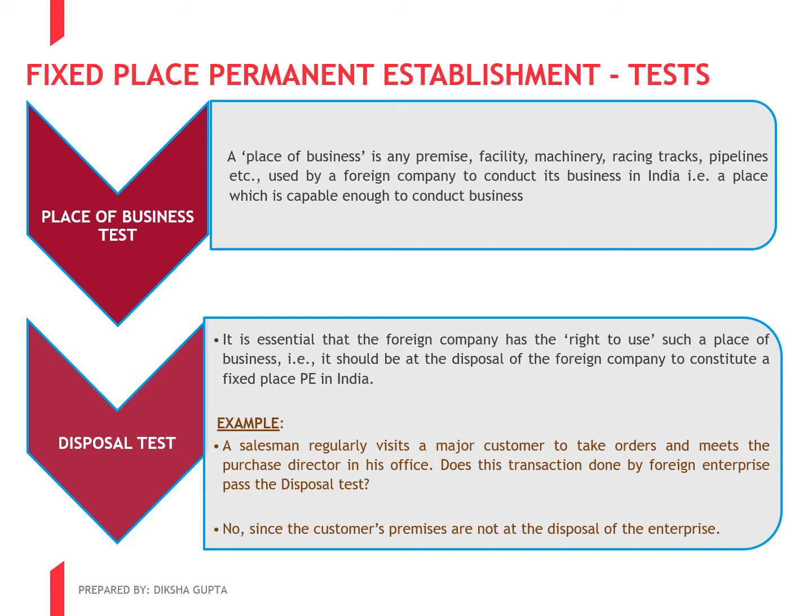For example, a salesman regularly visits a major customer to take orders and meets the purchase director in his office. Does this transaction done by the foreign enterprise pass the disposal test? No. Since the customer's premises are not at the disposal of the enterprise, since the foreign enterprise has no right to use the customer premise as his own office, the disposal test fails. And if any one of the tests fails, then that transaction does not trigger the fixed place PE of the foreign enterprise in India.